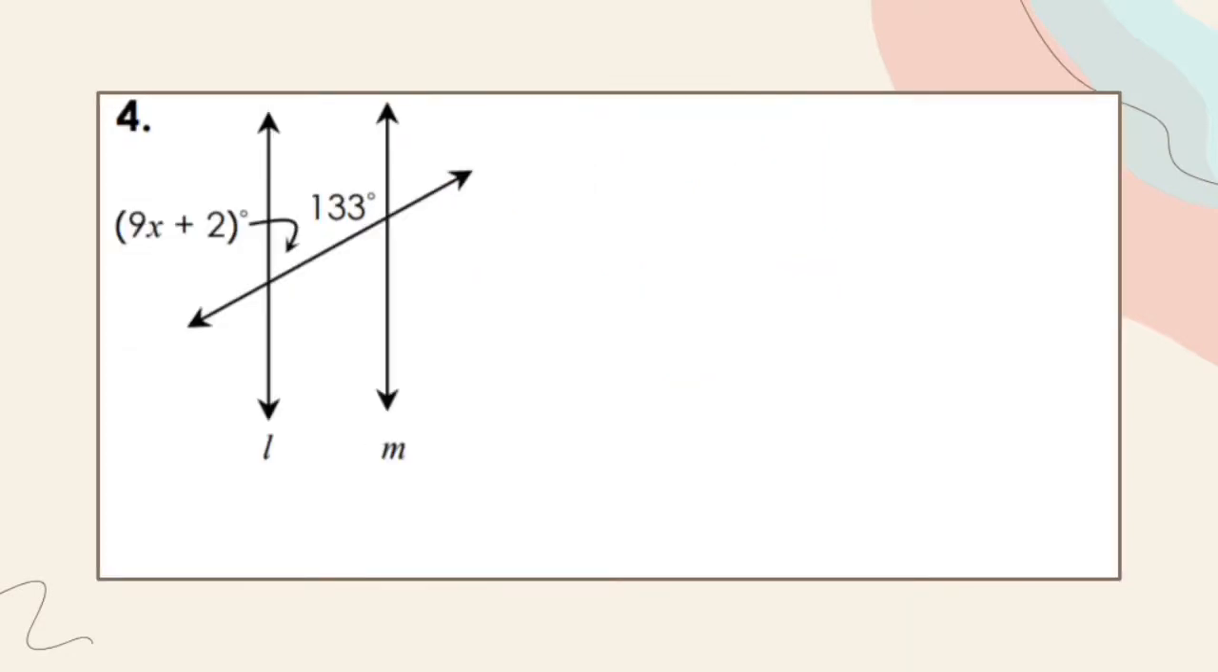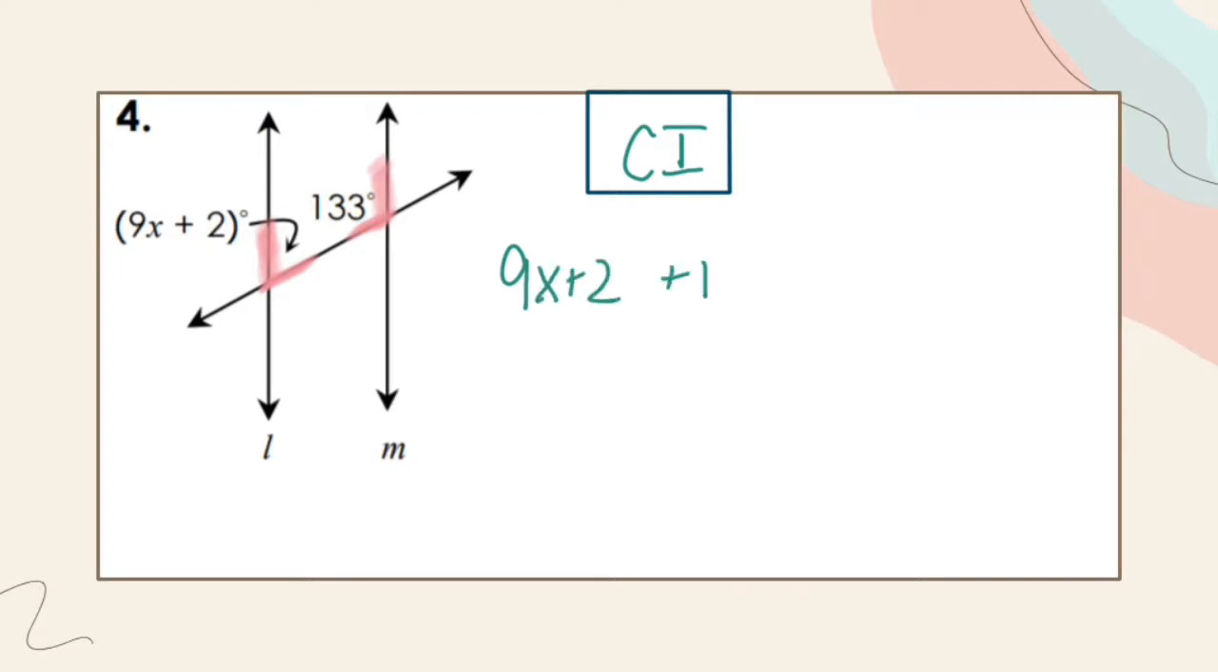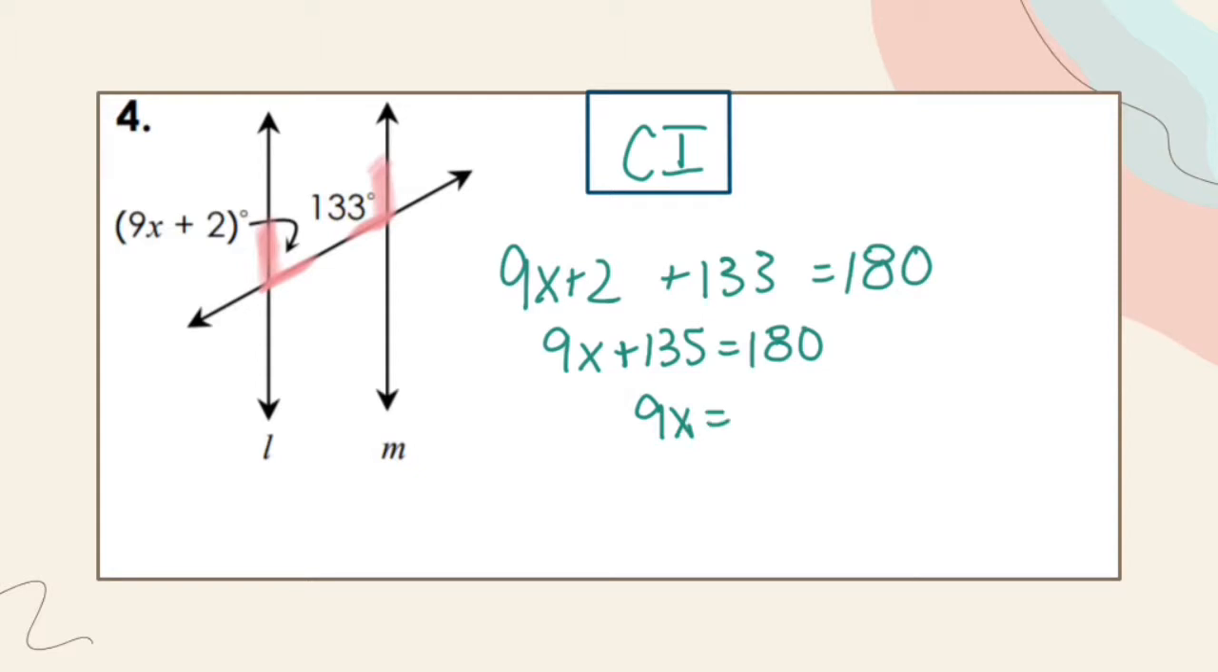If we skip down to number 4, the angles that are chosen are consecutive interior angles. Consecutive interior means that they are going to be supplementary, which means that 9x plus 2 plus 133 has to equal 180 degrees. So 9x plus 135 equals 180. 9x equals 45, and x will equal 5. So that's it for number 4.